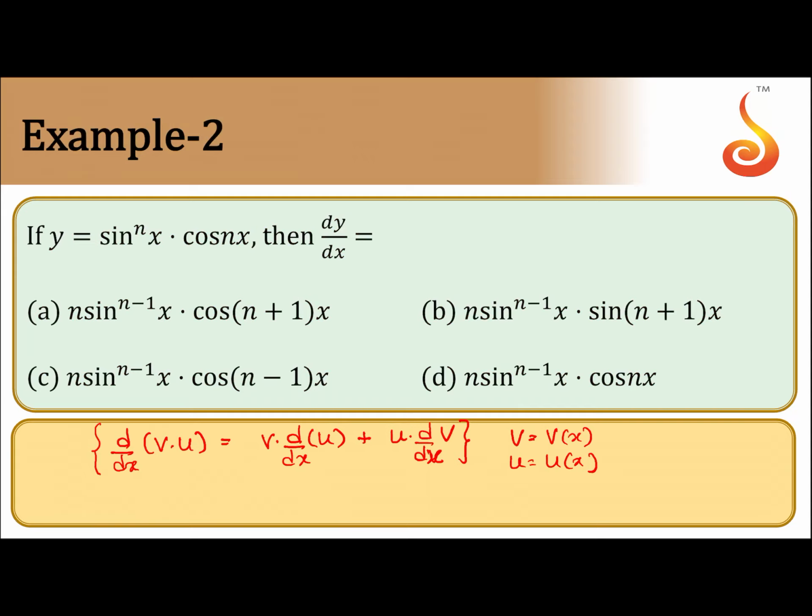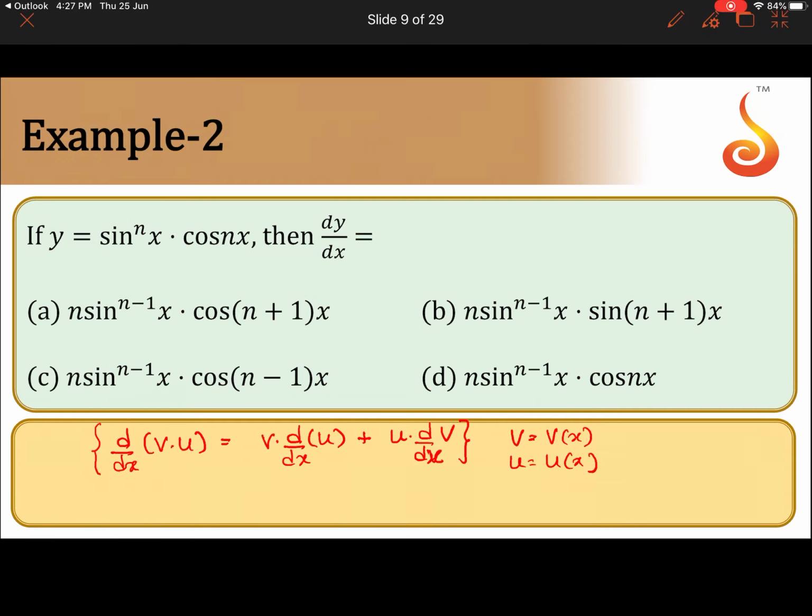So which option is correct? n sin n minus 1 x into cos n plus 1 x. Option A.